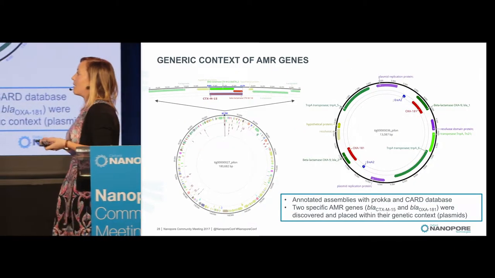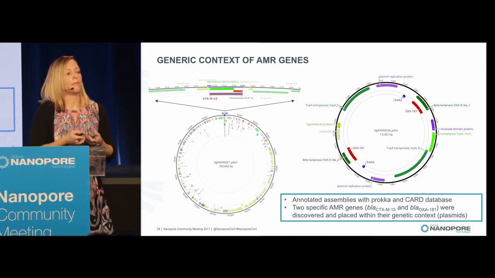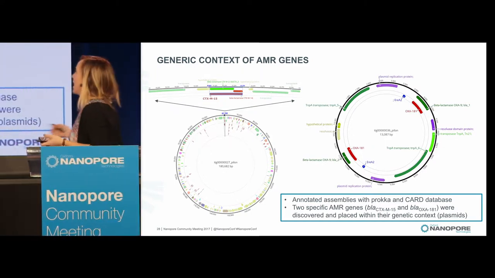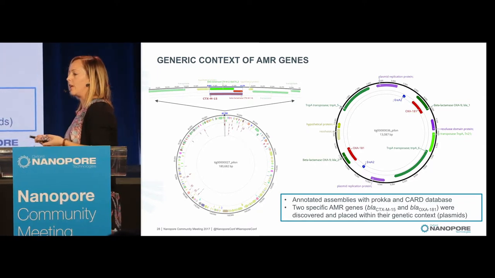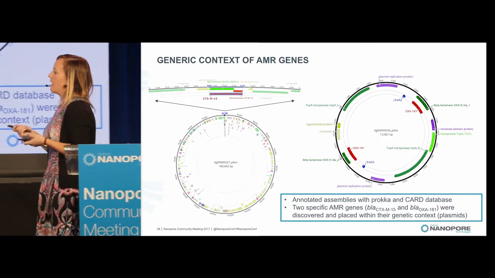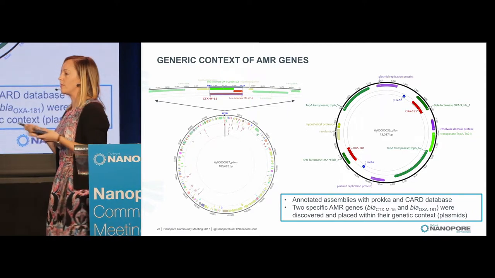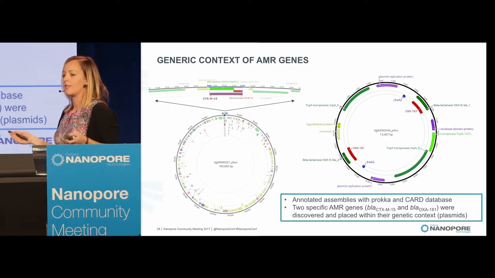We were also able to assemble these beautiful plasmids where these AR genes were being carried. And so we found the OXA181 was on this smaller KP3 plasmid, and that the CTXM15 was on this INC-R plasmid, which was a multi-drug resistant plasmid. But importantly, it was flanked by these insertion sequences.